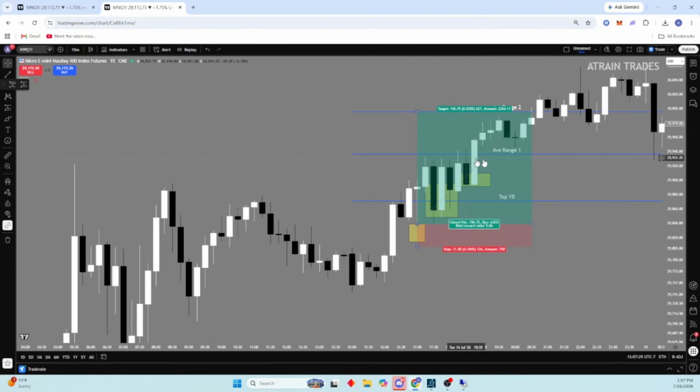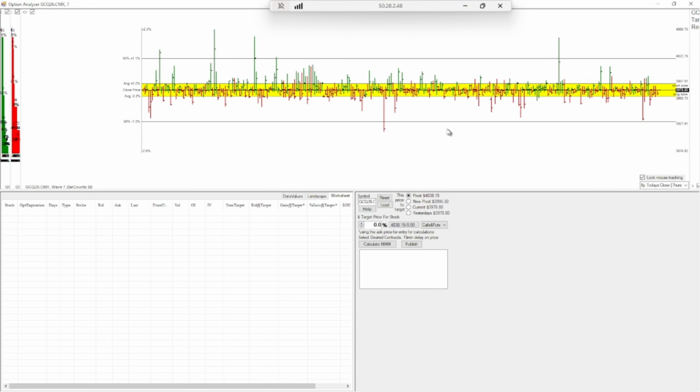The reason there's average range 1 and average range 2, you don't have to do this, but what some people will do is, if you look on this chart here, say, okay, well, when we break top yellow box, a lot of the reversals happen right about here. If you look left to right, that's where a lot of candles reach before reversing.